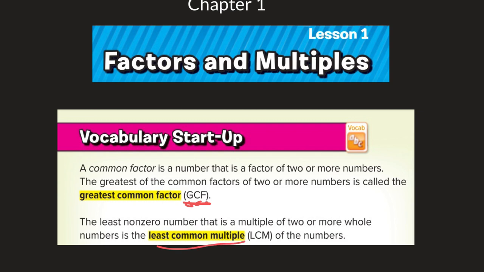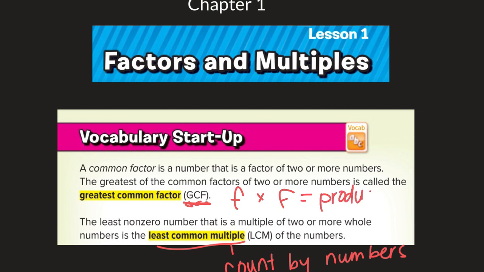Now, these two things often get mixed up because kids forget the difference between factors and multiples. So multiples are our count by numbers. And then factors, a factor multiplied by a factor equals the product. So if we can just remember the difference between factor and multiple, then these aren't too tricky to remember. Let's take a look a little bit deeper here.